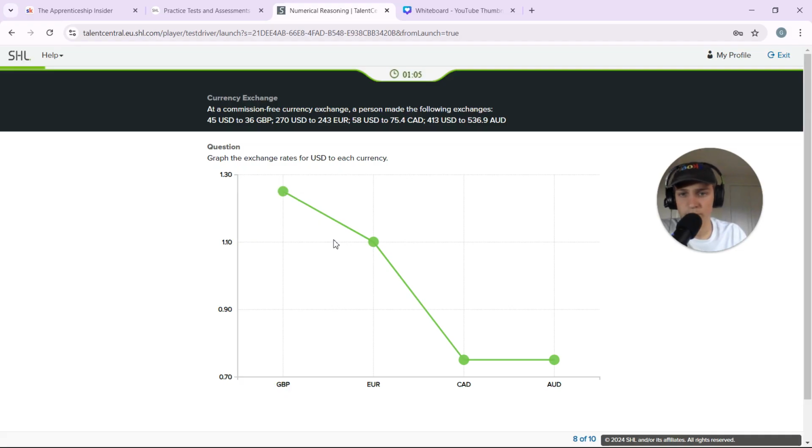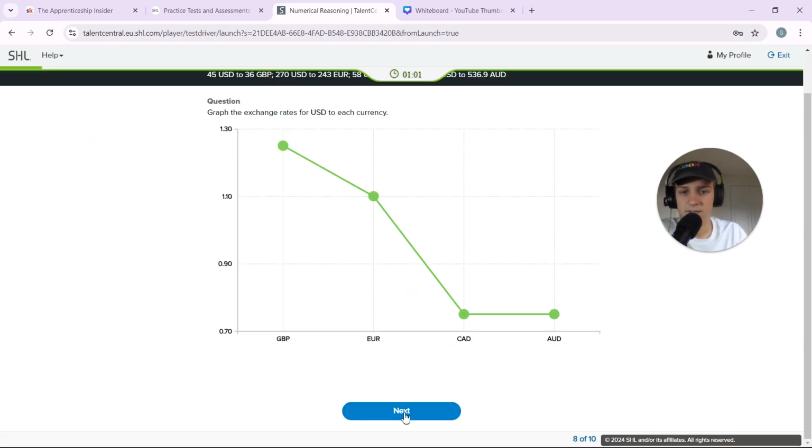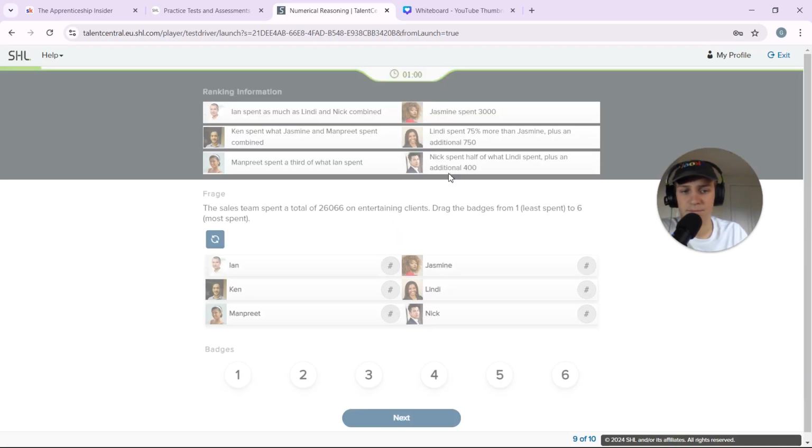And then I just quickly check. The ones above 1 are when the US is bigger, and the one below it is when the US is smaller. Yep, I'm happy with that, so that's what I'd go. It's just simple ratios, that one, and dividing by it.